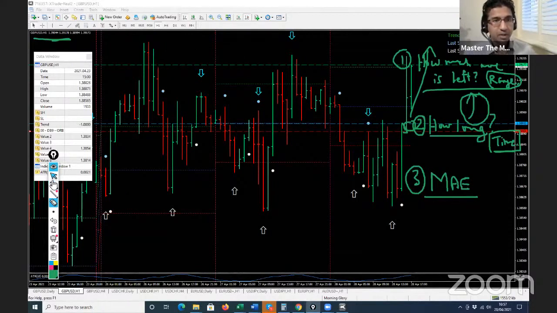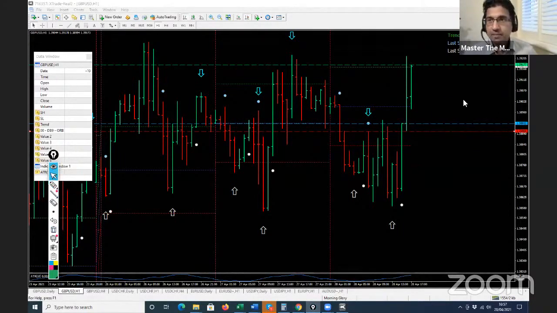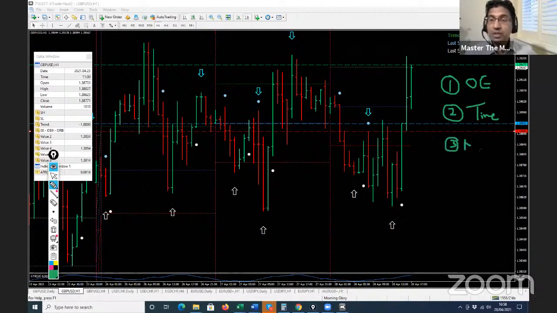So just as a recap, these are the 3 things you must know. First, how much move is left, also known as your open equity. Second, how long does it take to get there, your time. And third, how much does it move against you, which is also known as your maximum adverse excursion.